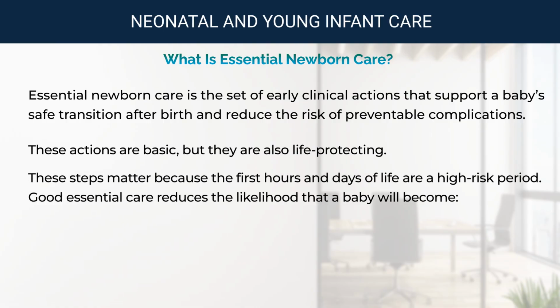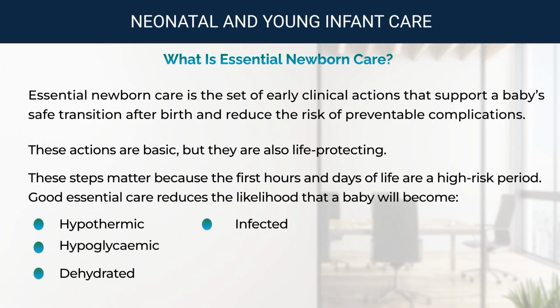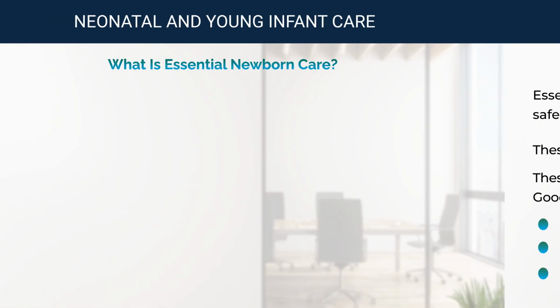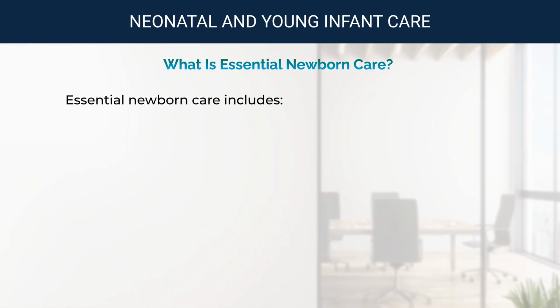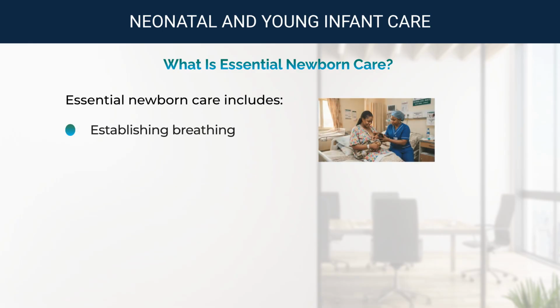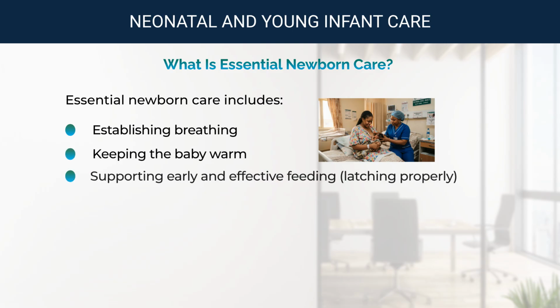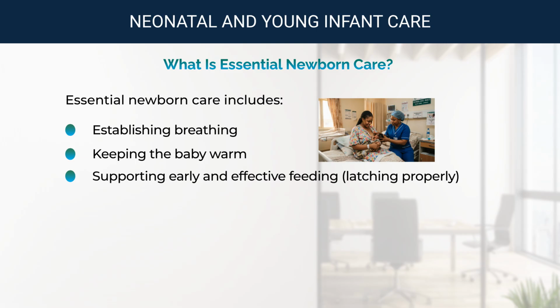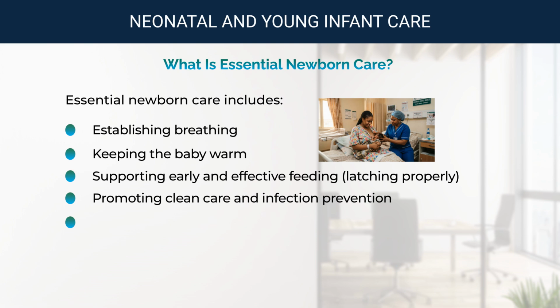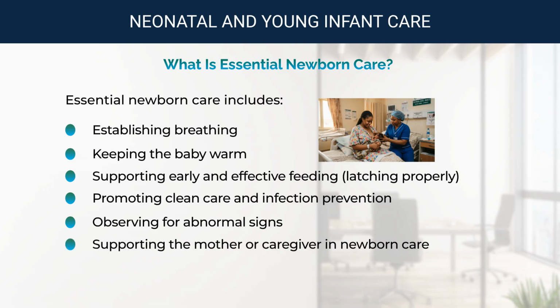These steps matter because the first hours and days of life are a high-risk period. Good essential care reduces the likelihood that a baby will become hypothermic, hypoglycemic, dehydrated, infected, or poorly oxygenated. Essential newborn care includes: 1. Establishing breathing. 2. Keeping the baby warm. 3. Supporting early and effective feeding, such as latching properly. 4. Promoting clean care and infection prevention. 5. Observing for abnormal signs. 6. Supporting the mother or caregiver in newborn care.